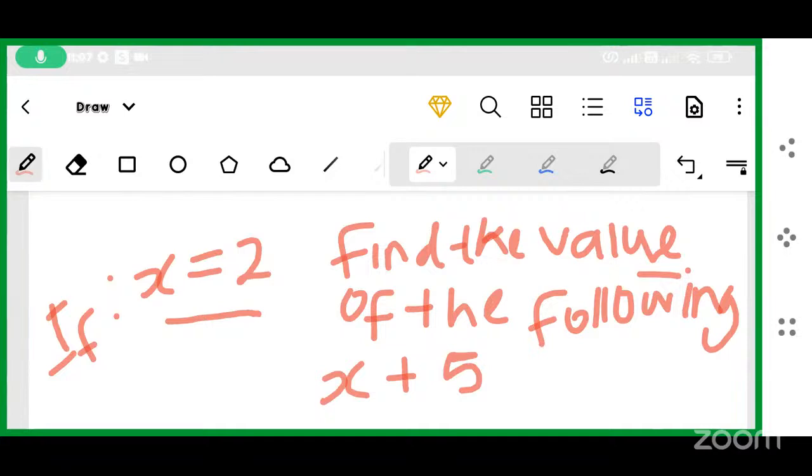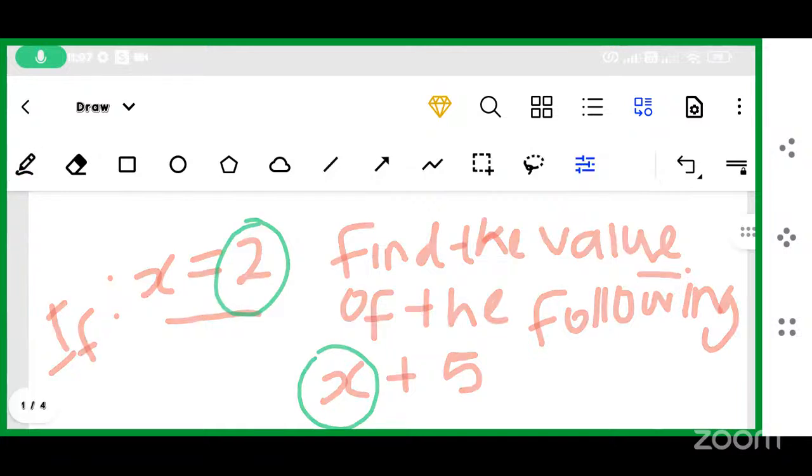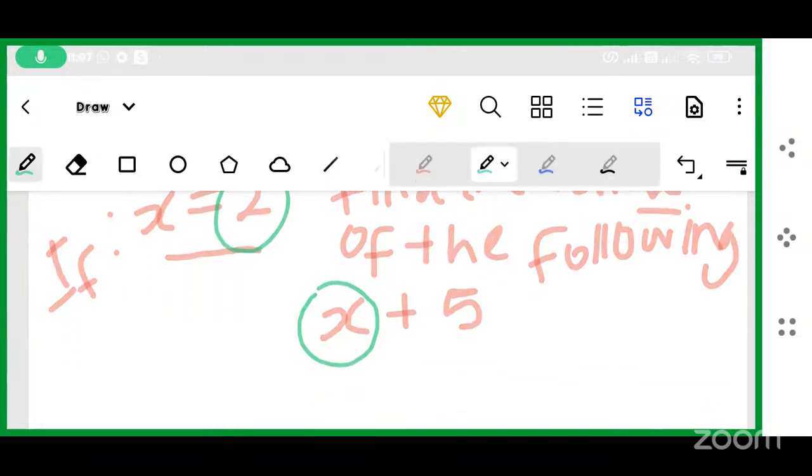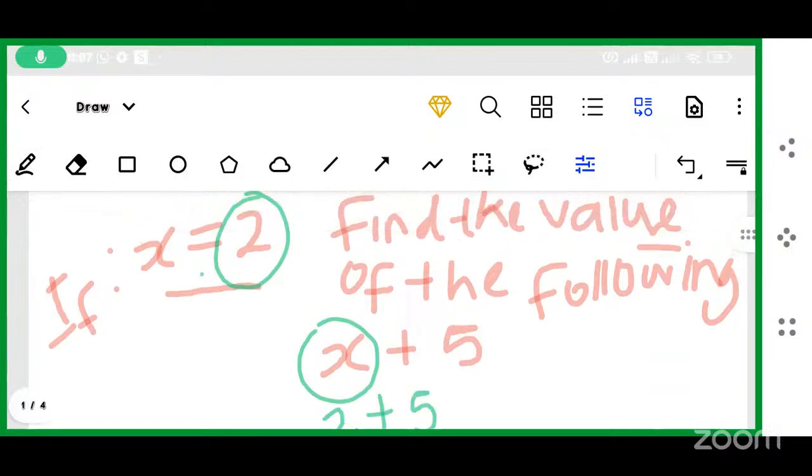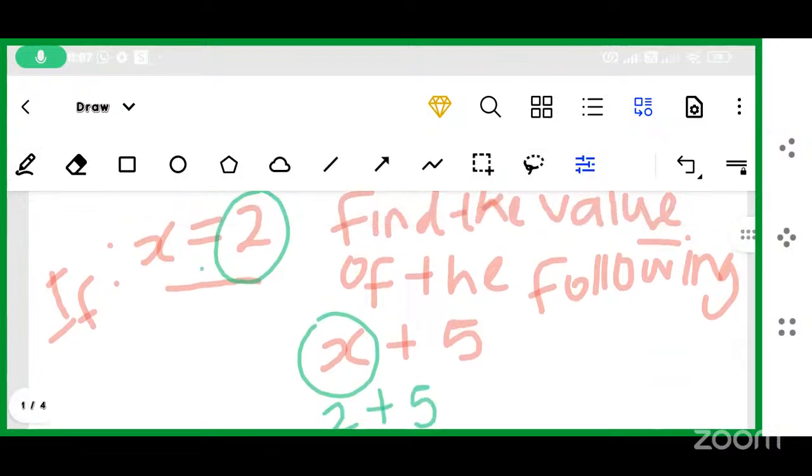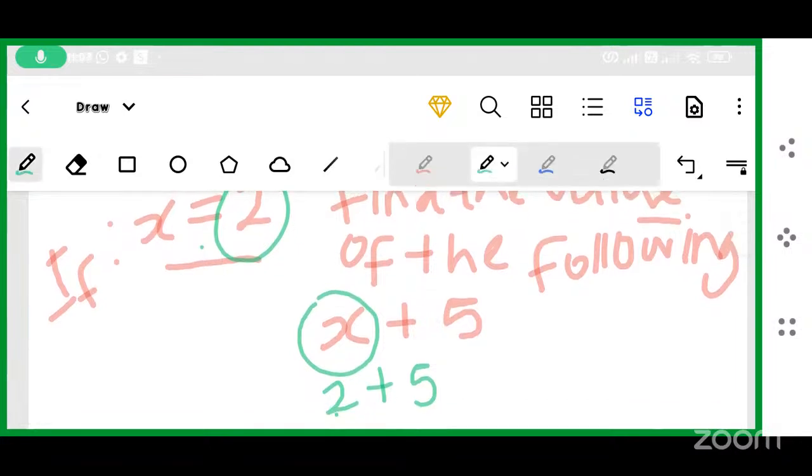What you do is that where there is an x, you substitute the value of x, which is 2. So we're going to have 2 plus 5. Why am I saying 2 plus 5? Because x up here we're told is equal to 2. So it's going to be 2 plus 5, what is 2 plus 5? Oh, sorry, 7. Perfect. So you're going to get your answer as 7.